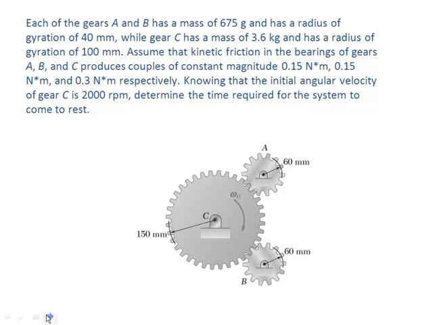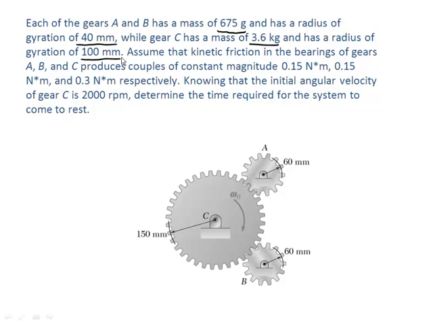I have three gears. Gears A and B are identical. Notice they're given a mass of 675 grams. The radius of gyration is given as 40 millimeters. Gear C, however, is larger. It has a mass of 3.6 kilograms, and its radius of gyration is 100 millimeters.